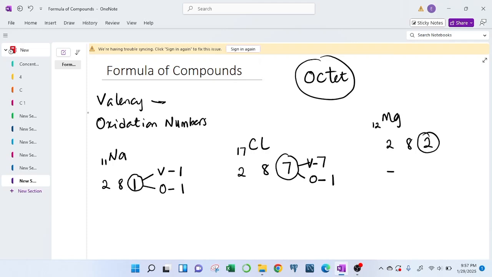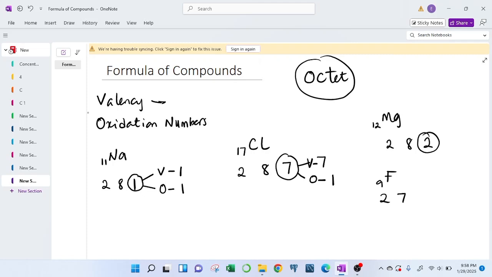Check out fluorine, number 9. That is 2, 7. The oxidation number is going to be 1 because it gains 1 electron to get the octet structure. So you can see the way it works. Any element you have, you can simply write the configuration and look at it. How many electrons will it gain or lose? That tells you the oxidation number.